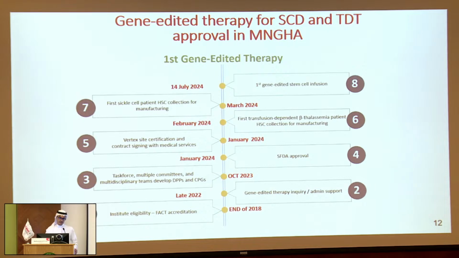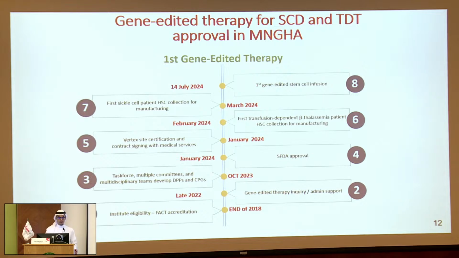And then multiple mock visits were done until we got the approval to go through the journey, as you saw illustrated earlier, from the collection, to transferring the product, to taking care of the product, retransferring it back, and then later on conditioning the child or the patient and infusing the cells, and follow up after that.